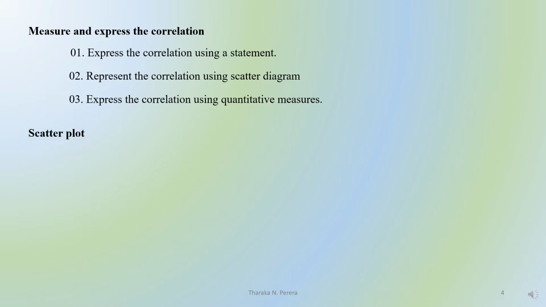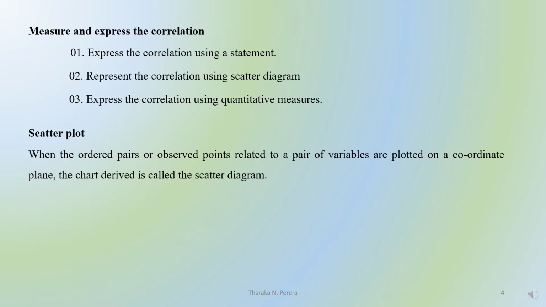Let's look at the scatter diagram. When the ordered pairs or observation points related to pairs of variables are plotted on a coordinate plane, the chart derived is called a scatter diagram or scatter plot.